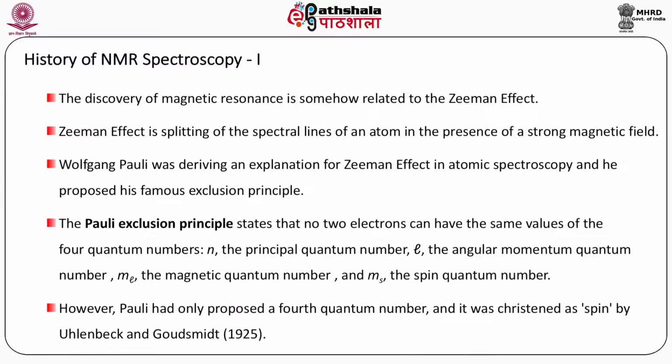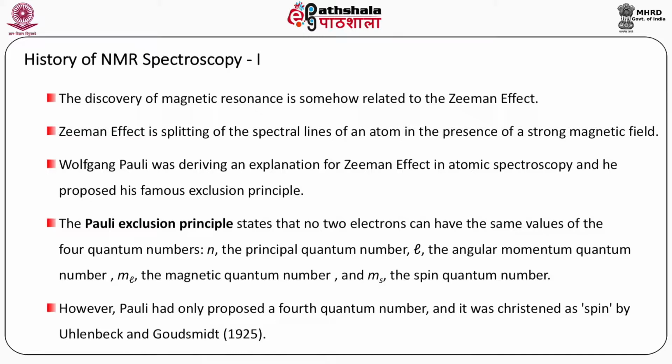The discovery of magnetic resonance is somehow related to the Zeeman effect. Zeeman effect is splitting of the spectral lines of an atom in the presence of a strong magnetic field. Wolfgang Pauli was deriving an explanation for the Zeeman effect in atomic spectroscopy, and he proposed his famous exclusion principle.